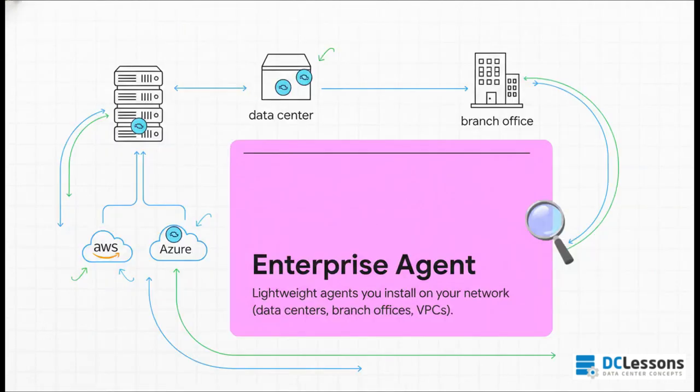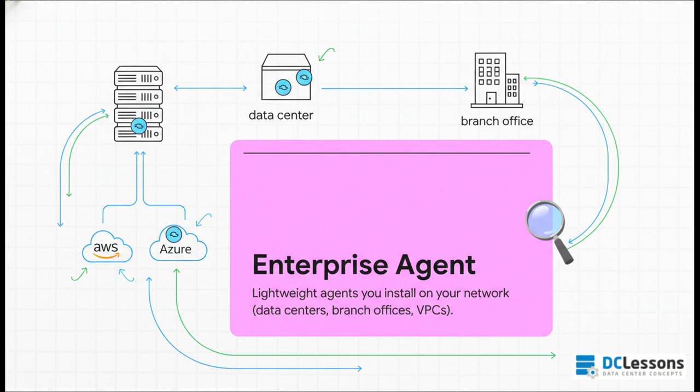Next up are the enterprise agents. So if cloud agents are the outside world looking in, enterprise agents are the inside-out perspective. These are the same little software agents, but you deploy them inside your environment, in your data centers, your branch offices, even inside your cloud VPCs in AWS.